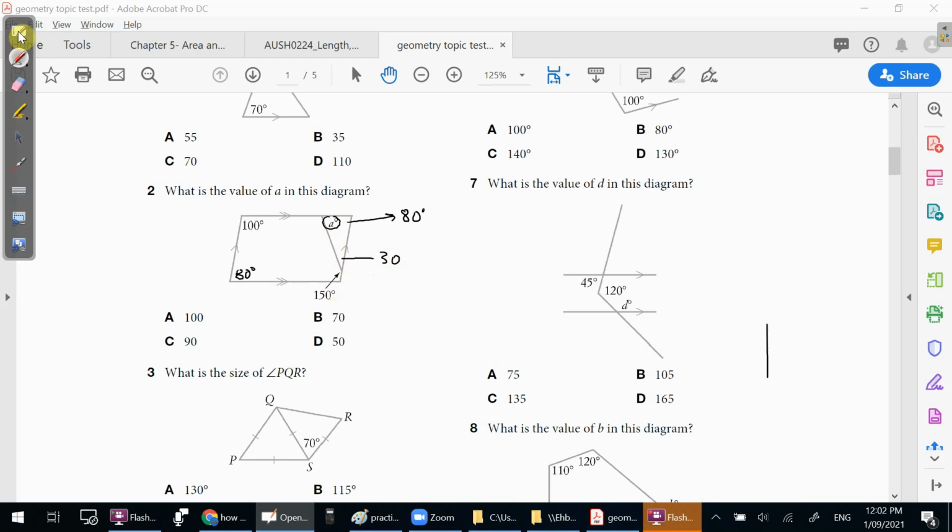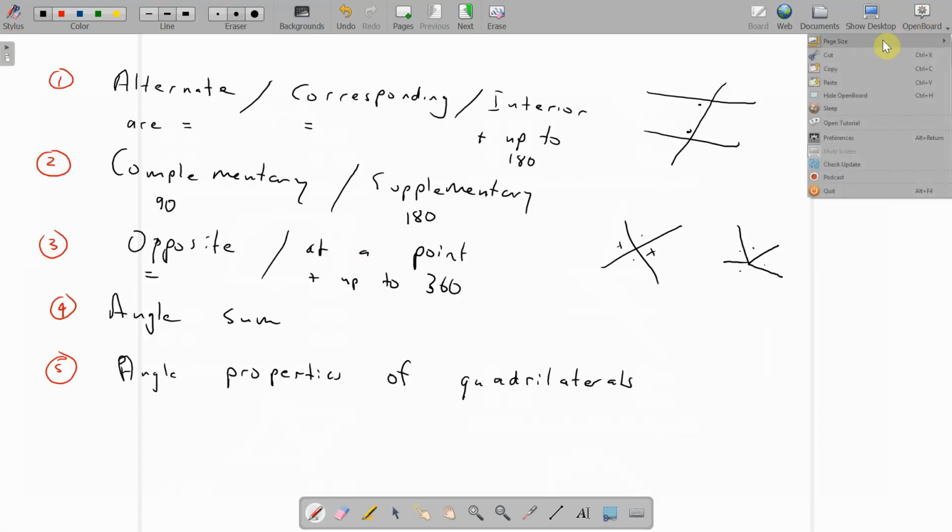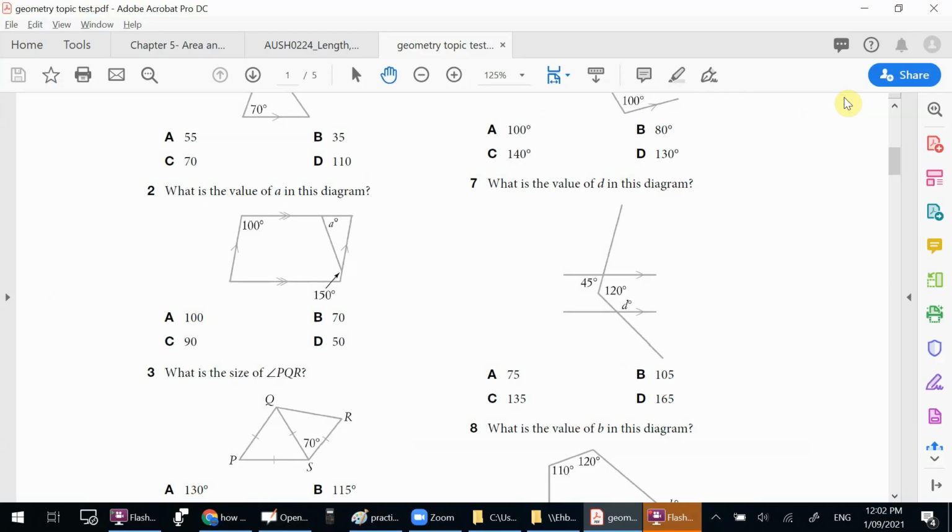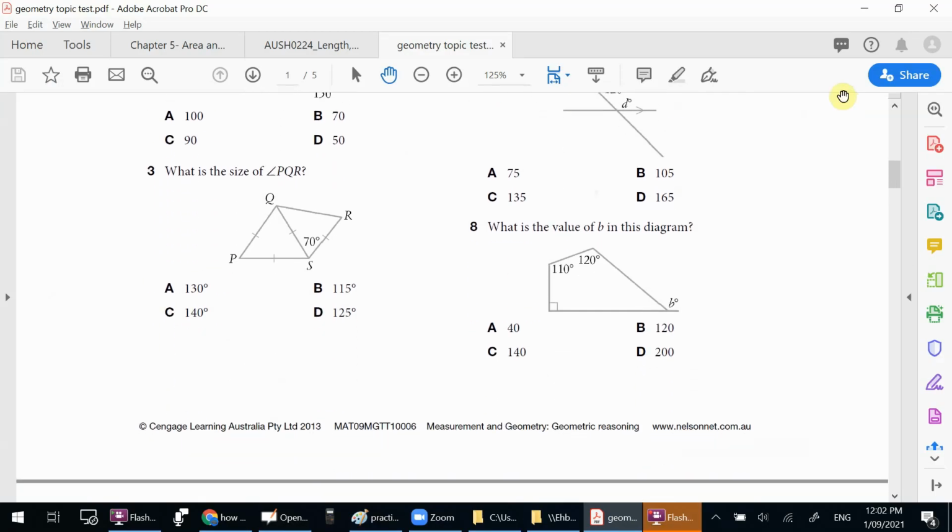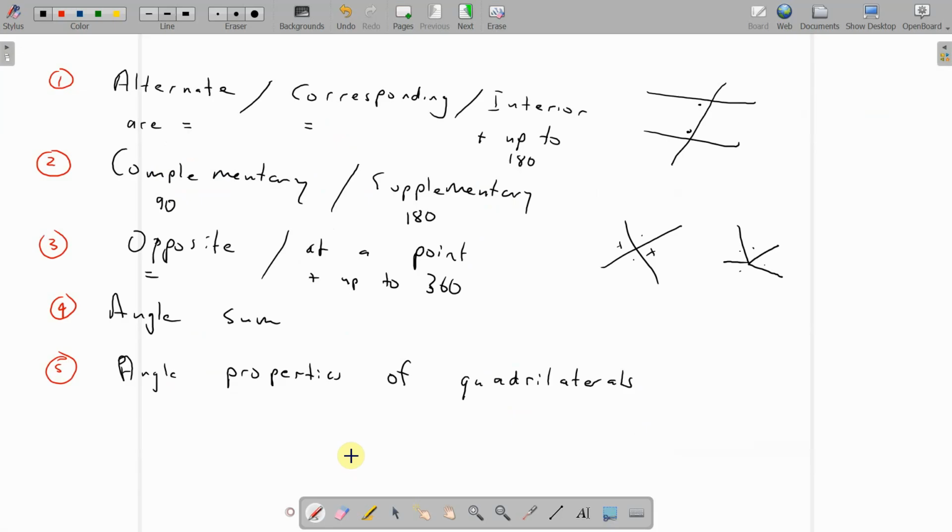Okay, let's go back. I'll erase that one. You can always pause and rewind this stuff. Let's go back. Go out of here. There's probably a quicker way, but I don't know. Question 3. There we go.